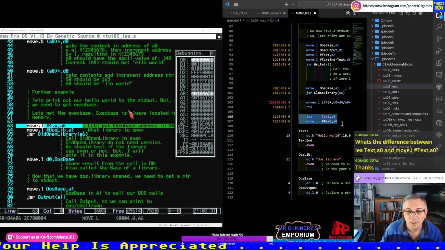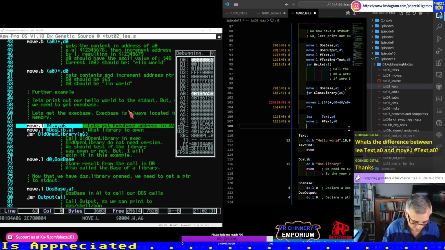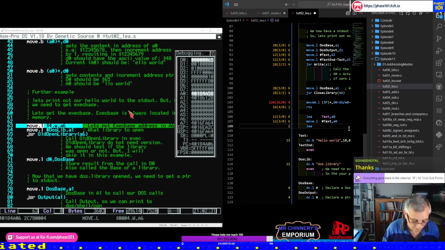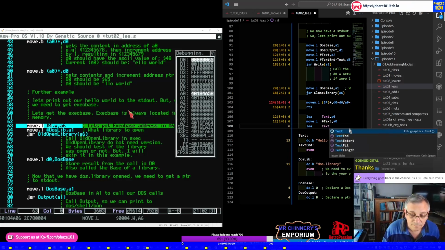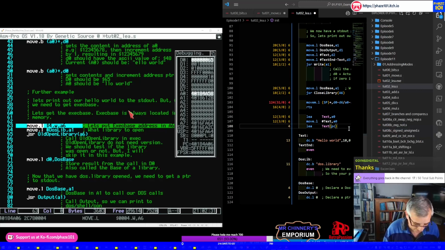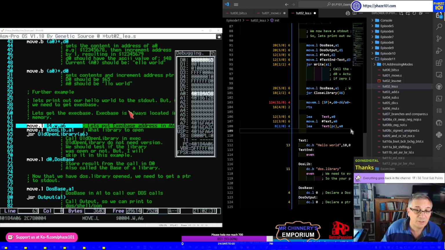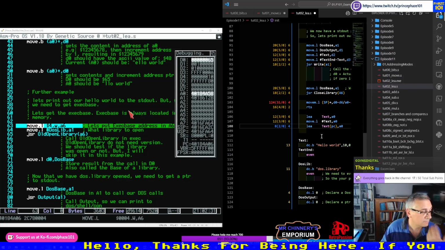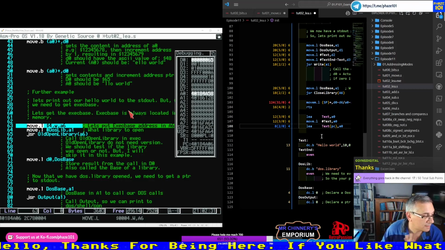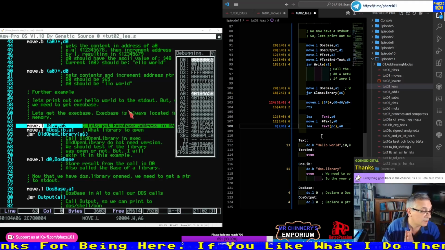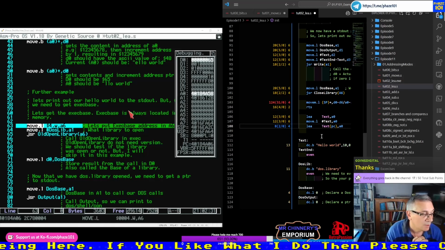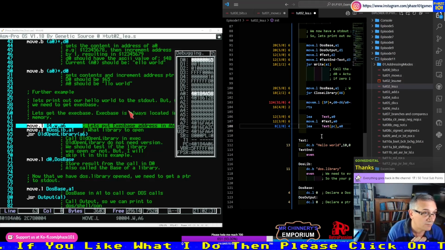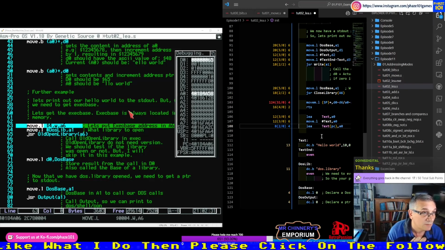But I'm going to put another one, okay? LEA text(PC), A0. This is faster and shorter. It's 8 cycles and 4 bytes, okay? Because the label is relative, so it is faster as long as the code is in the same section, okay? Because you cannot use PC relative if you are in a different section.